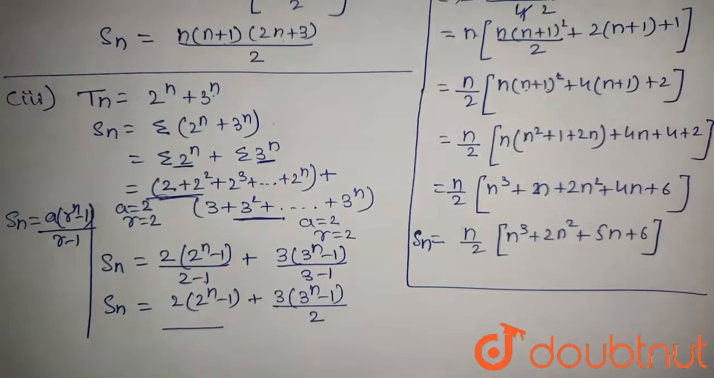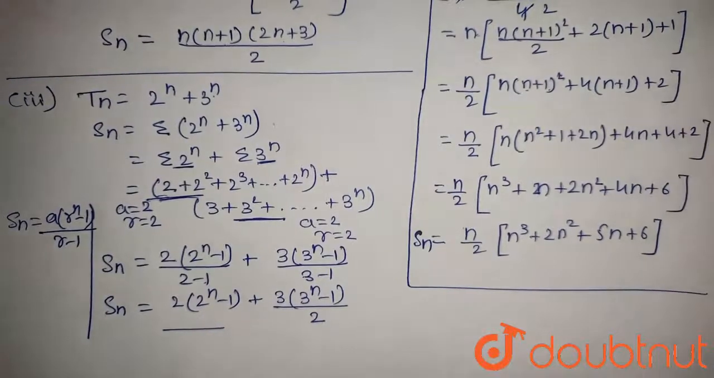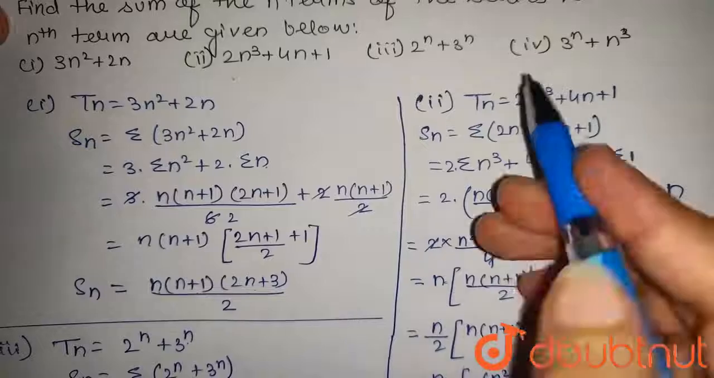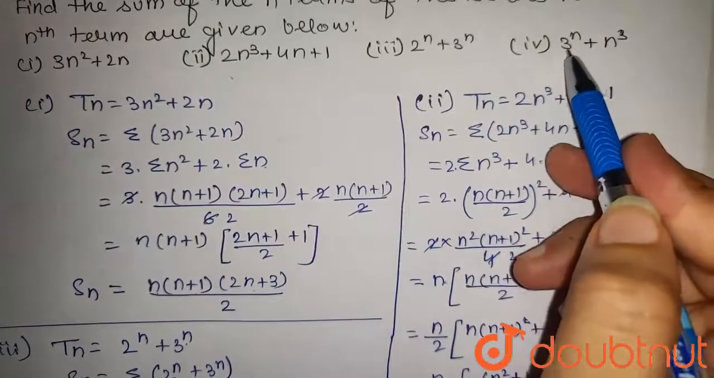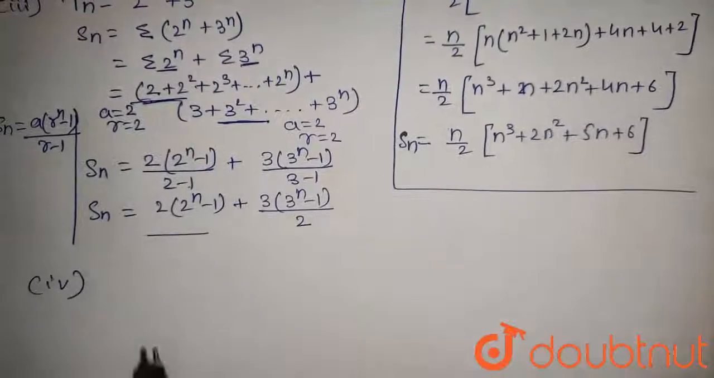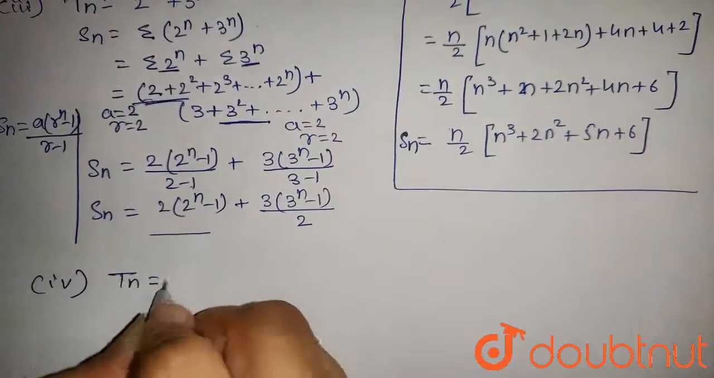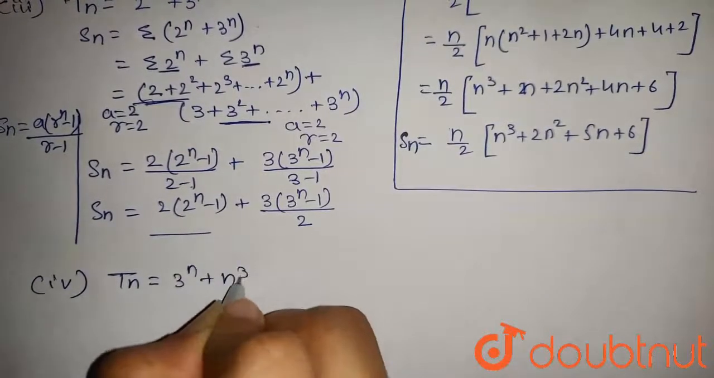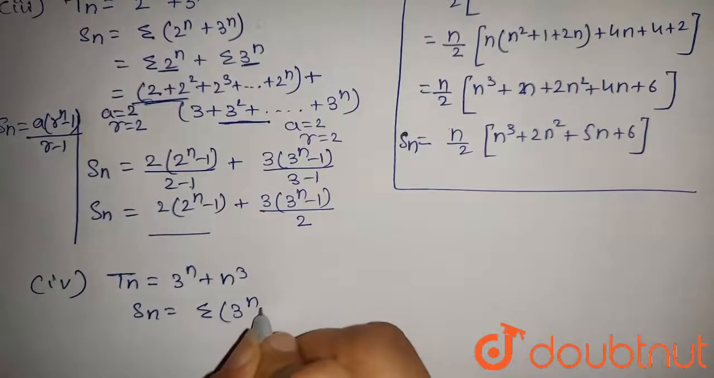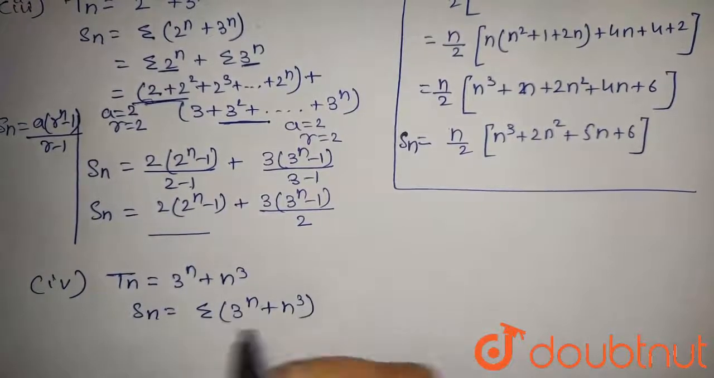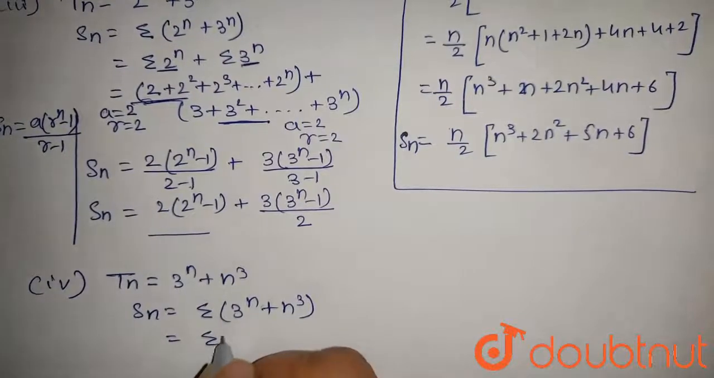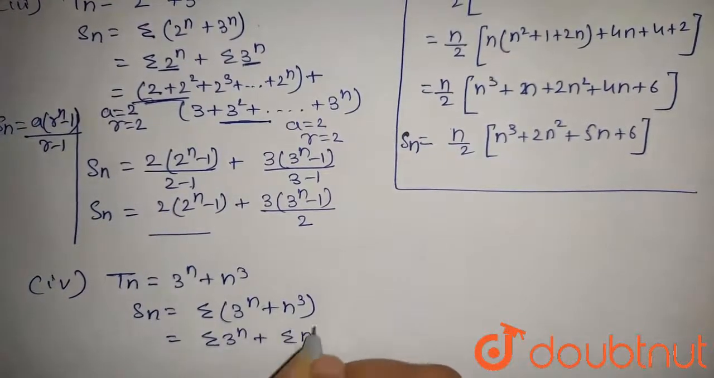Now, the fourth part is, we have to find the sum whose nth term is 3 to the power n plus n cube. So now the general term is 3 to the power n plus n cube, or the sum of this will be summation of 3 to the power n plus n cube. This can be written as summation of 3 to the power n plus summation of n cube.